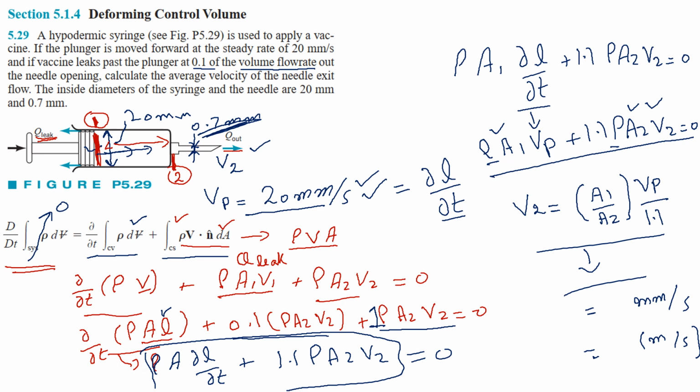was deforming. The same example of a deforming control volume is done in your Munson book, and it is the same case in which the syringe was injecting some fluid. So have a look at that one too. I would highly recommend it, because in that case our plunger velocity is an unknown and we are solving our equations for that. So please do that example also.